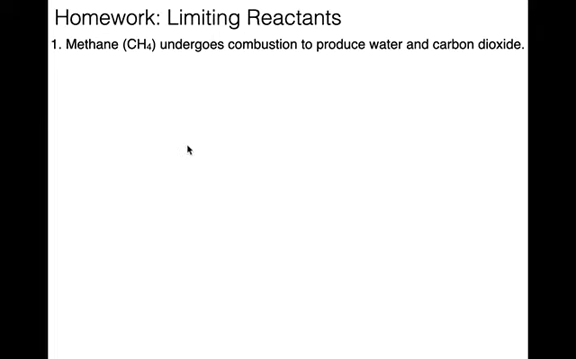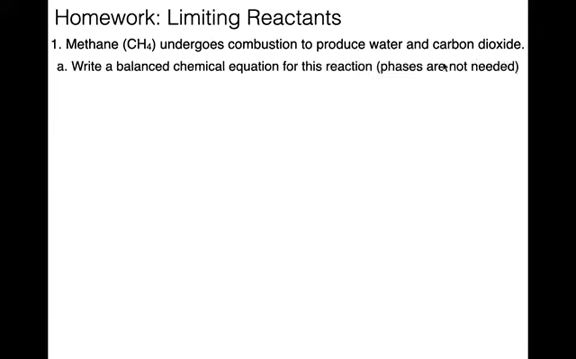Okay, now what I'm going to do is literally do the first of your 4 homework problems. So go ahead and just, in your notebook, write down homework, limiting reactants, problem number 1. I'll walk you all through it, copy it all down. This is your example problem to do the remaining 3. Okay, so the first. Methane undergoes combustion to produce water and carbon dioxide. Write a balanced chemical equation for this reaction. Phases are not needed. You might want to pause the video, see if you can write your balanced chemical equation, and then come back.